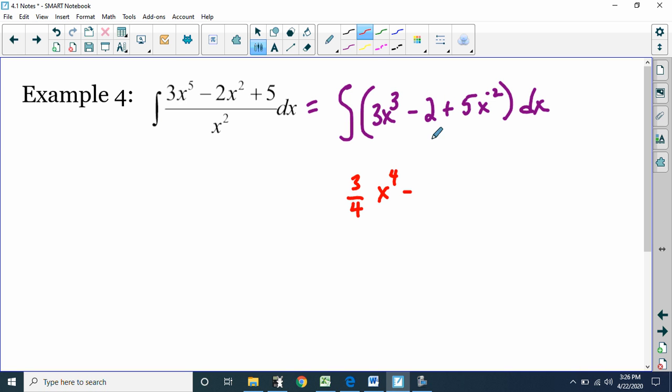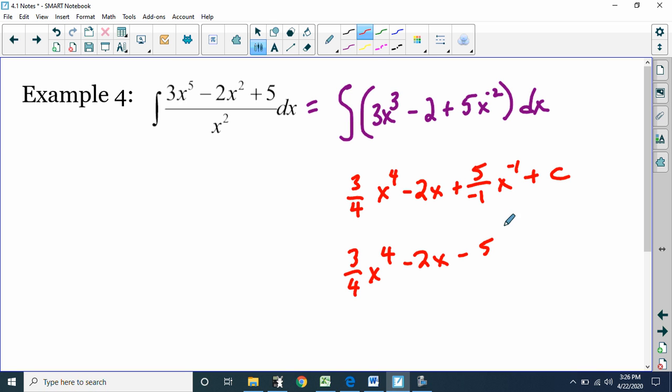What has a derivative of negative 2? Negative 2x. Add 1 to the exponent. Divide by that. And simplifying or rewriting here, 5 divided by negative 1 is negative 5. X to the negative first, we can move down to the bottom.